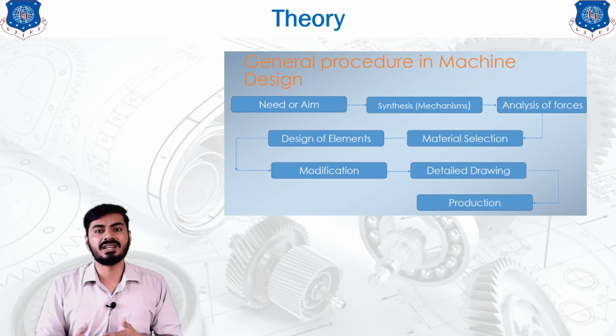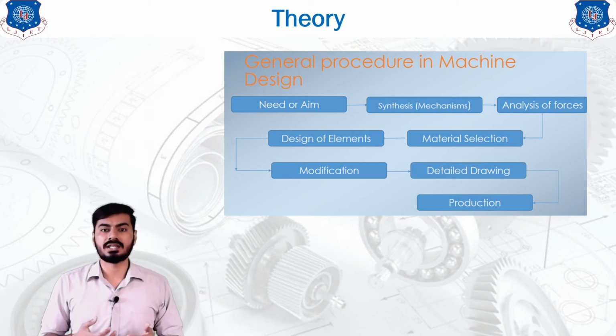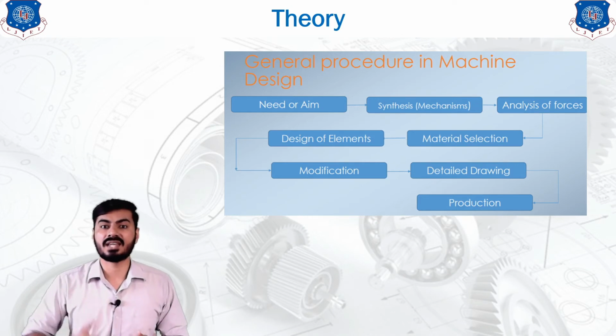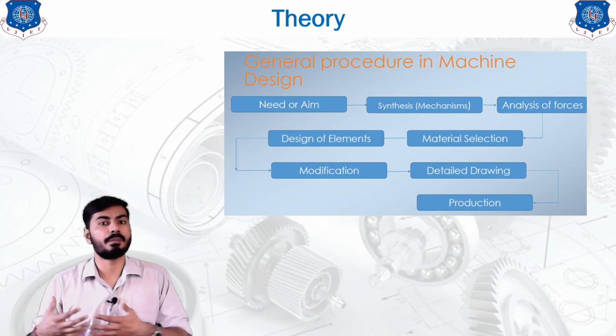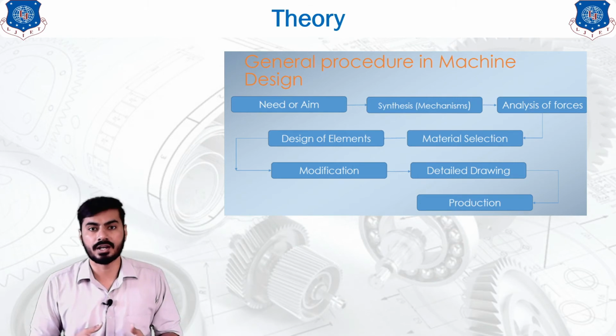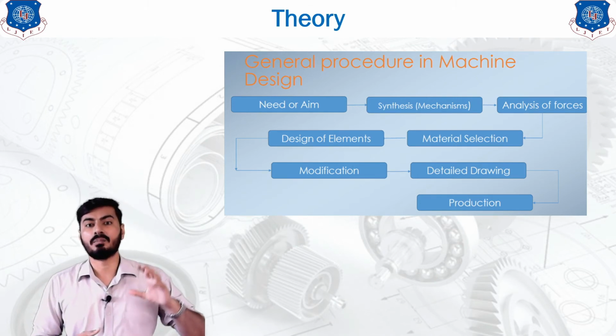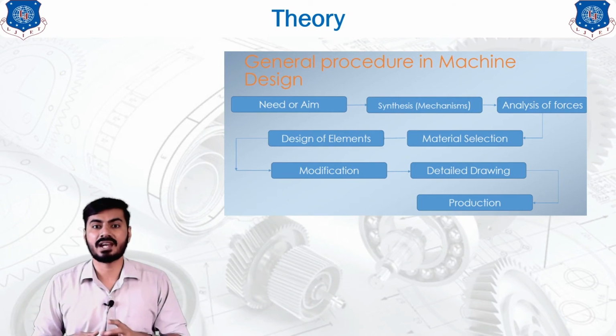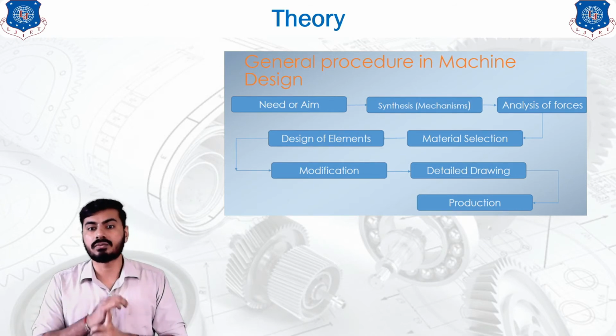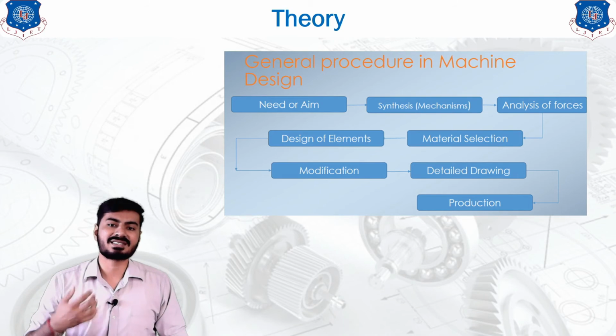Because based on the material, the properties are going to change, as well as their strength, hardness, and other properties are going to be different for different materials. And that's why you will need a modification in the dimensions that you have already calculated in step number 4.